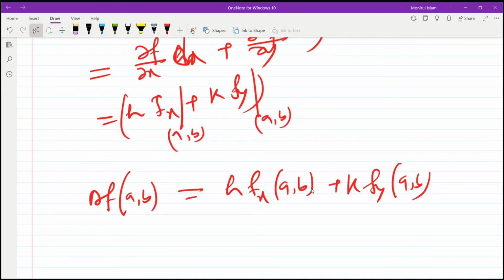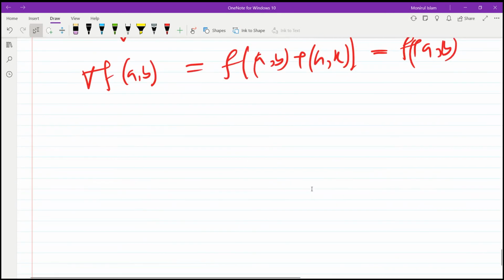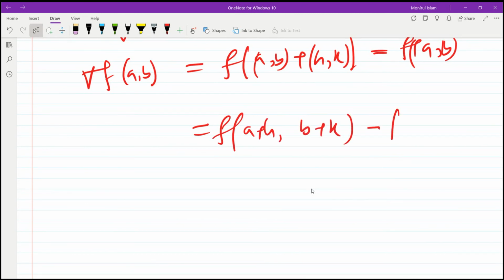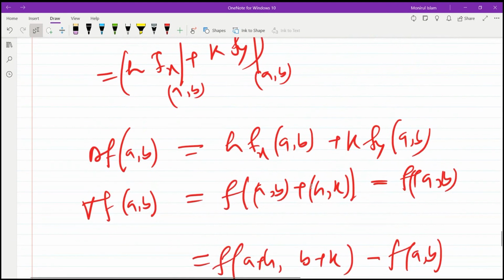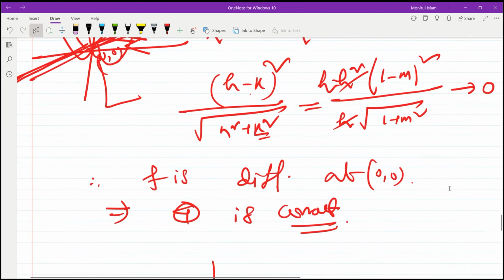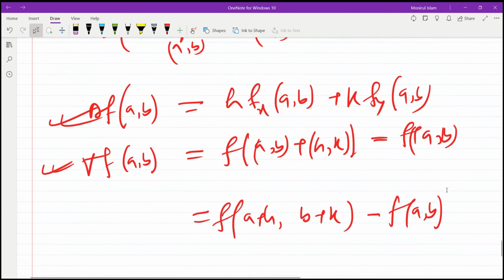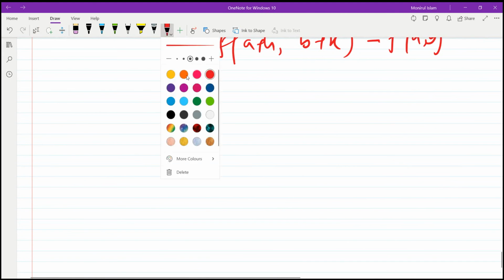And delta f at (a, b) is nothing but the increment. You can say f of (a, b) with increment (h, k) becomes f of (a plus h, b plus k) minus f of (a, b). This is our formula for delta f and df. Then you put in this limit and try to find whether this limit is 0. If it's 0, then differentiable. If it is not 0, not differentiable. And one more concept I have used, that in two variables.